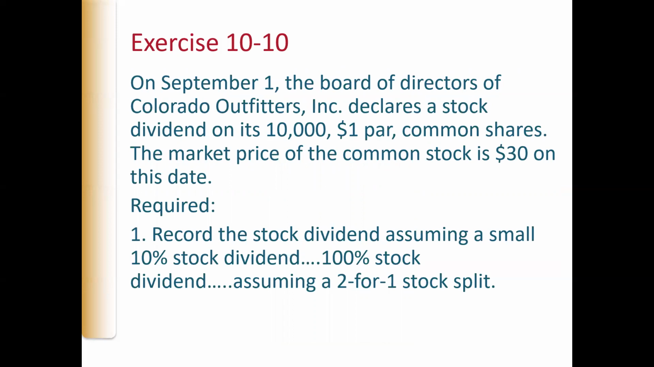So let's look at this exercise. On September 1st, the Board of Directors of Colorado Outfitters declares a stock dividend on its 10,000 $1 par common shares. The market price of the common stock is $30 on this date. Record the stock dividend assuming a small 10% stock dividend, or a 100% stock dividend, or assuming a 2-for-1 stock split.